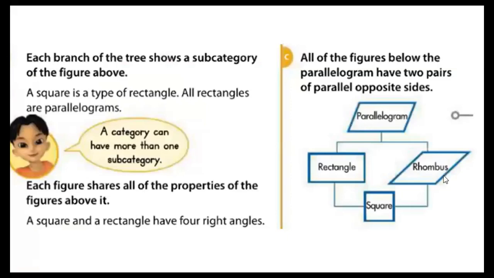So I can consider the rhombus as a parallelogram, the rectangle as a parallelogram, the square as a parallelogram. Why? Because they all have pairs of parallel sides. Okay, my dear.